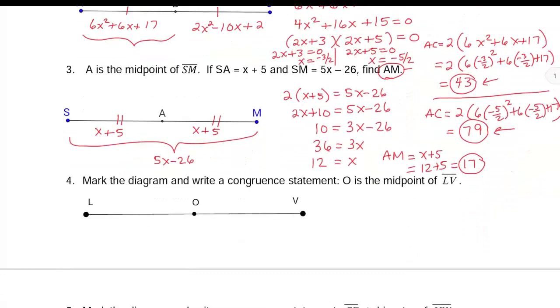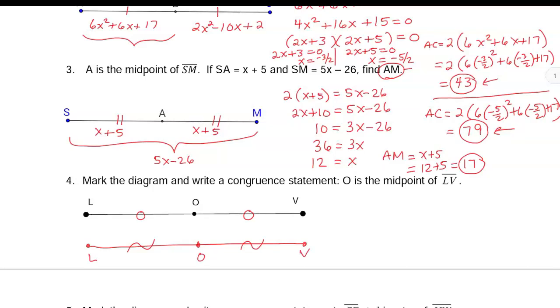In number 4, I'm asking you to mark the diagram again. So you could use a single tick mark or a double tick mark, or you could use zeros or little O's. You can make that mark if you wish. Another mark for congruent segments could be a squiggly like this. So those are some options of how to mark the diagram.